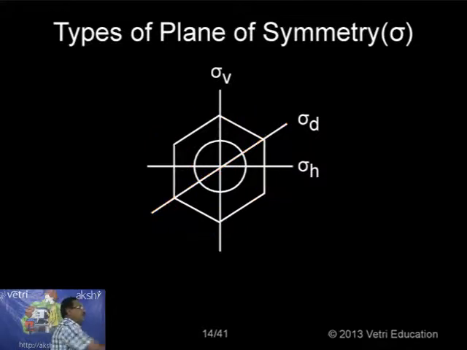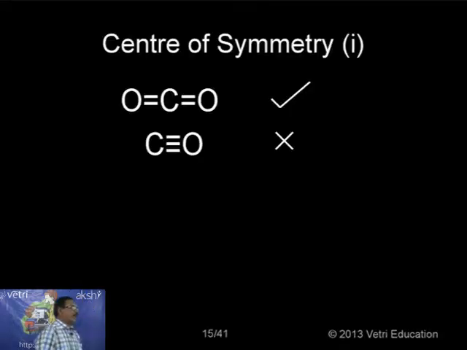So in benzene, all three planes of symmetry, vertical, horizontal and diagonal planes, are present, and because of this, benzene is optically inactive, because it has a plane of symmetry. To be optically active, a molecule should not show a plane of symmetry. You should have no plane of symmetry. That is the most important information.